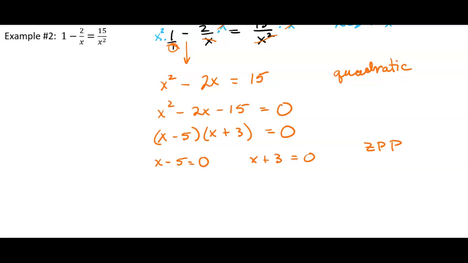And so when we have it set to 0 and it's quadratic and we factor it, one of our factors has to be 0. Okay, now we solve those linear equations. In this case, we get x equals 5. And in this case, we get x equals negative 3.